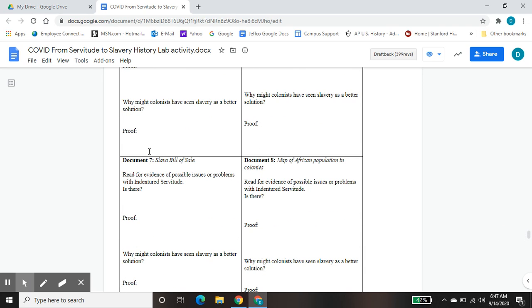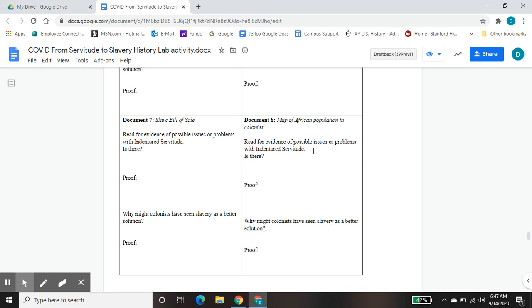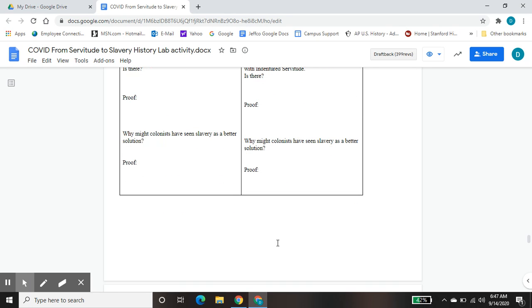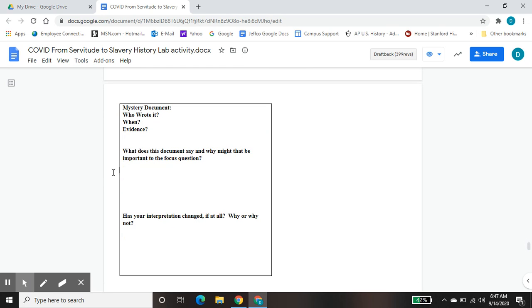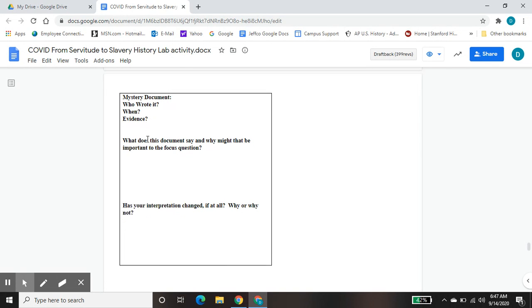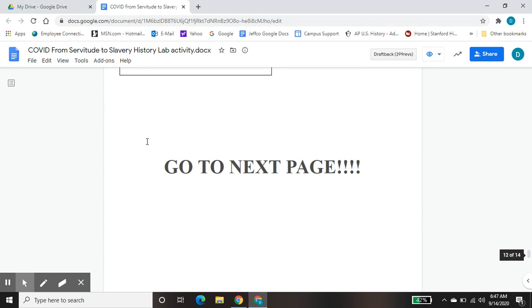Right? Document 7, slave bill of sale, exact same questions. Map of African population and colonies, exact same questions. And then in the mystery document, I want to see if you can figure out who wrote it, when they wrote it, and then the evidence, what in there tells you that this is where it came from. This is who wrote this. This is when it was written. We have spoken about it, so I want to see if you got it. And then, in case you didn't get it, go to the next page.